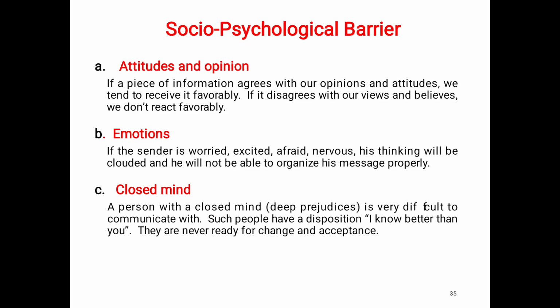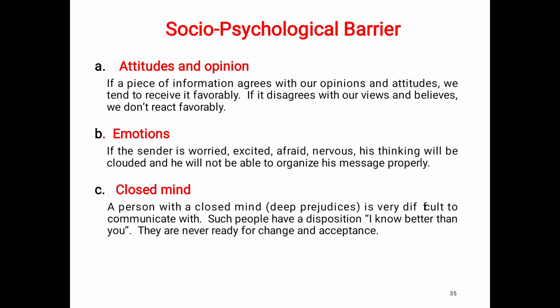So we have three subtypes in socio-psychological barriers. The very first one is attitudes and opinion, right? So if any piece of information agrees with our attitudes and opinion, we tend to receive that information or that message favorably. Okay, we agree with the sender. We are prone to listen to the person just because the message being delivered agrees with our opinion and point of view. At the very same time, if that piece of information or that message doesn't agree with our views and belief, we don't react favorably.